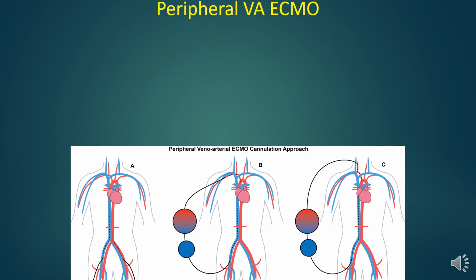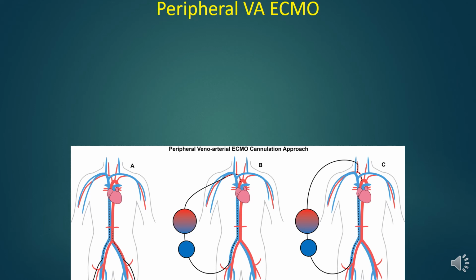The VA ECMO can be established centrally via the ascending aorta and a right atrial venous cannula, or peripherally. The peripheral access can be established by bifemoral, IJ-axillary, or IJ-common carotid cannulation. If femoral access is utilized for the inflow cannula, a distal limb perfusion cannula can be placed in the superficial femoral artery.